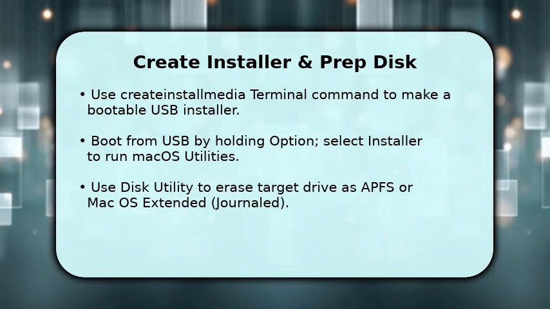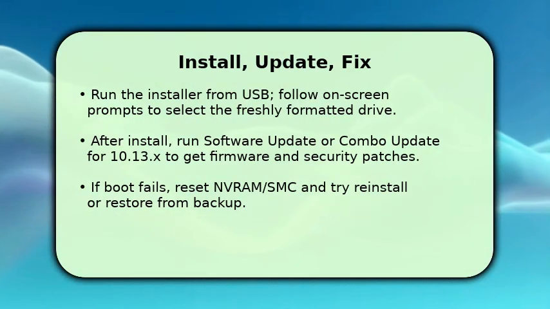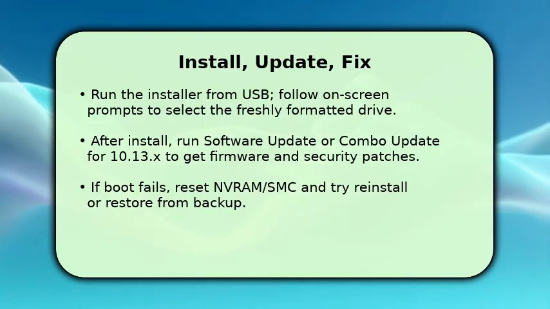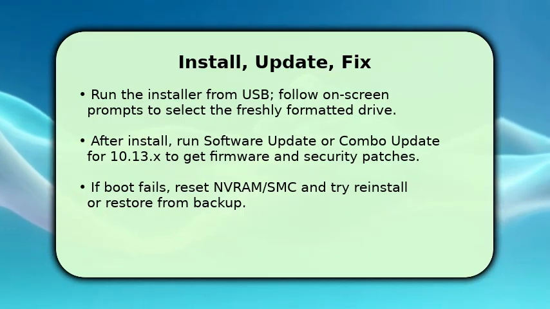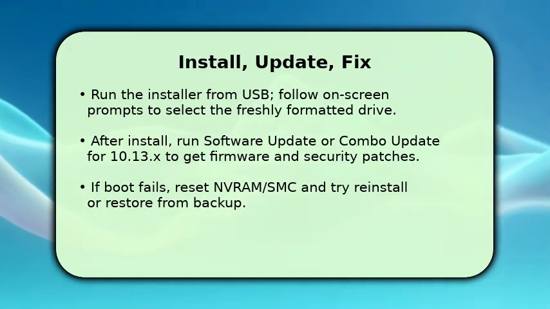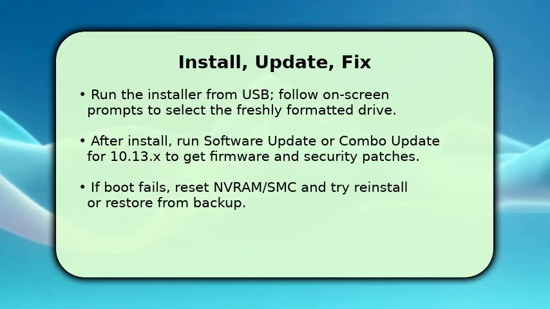You can now install High Sierra by selecting the formatted drive and letting the installer run. Expect multiple restarts and allow time for firmware updates. Once booted, run Software Update or apply the 10.13 combo updater to ensure firmware and security fixes are applied. Then restore your data from Time Machine or migrate manually.